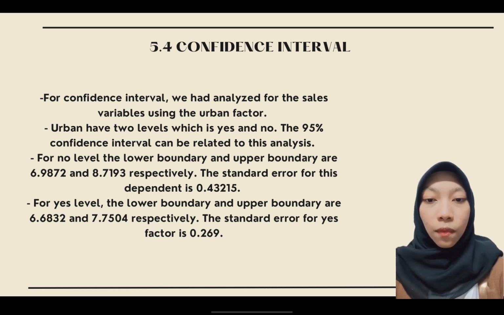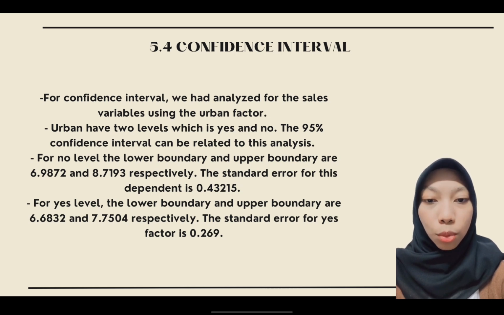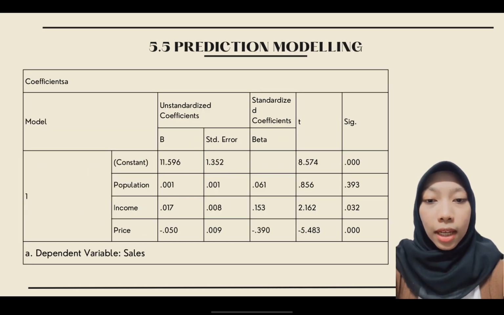The standard error for this is 0.43215. For the yes level, the lower boundary and upper boundary are 6.6832 and 7.7504 respectively. The standard error for the yes level is 0.269. Then 5.5, prediction modeling.